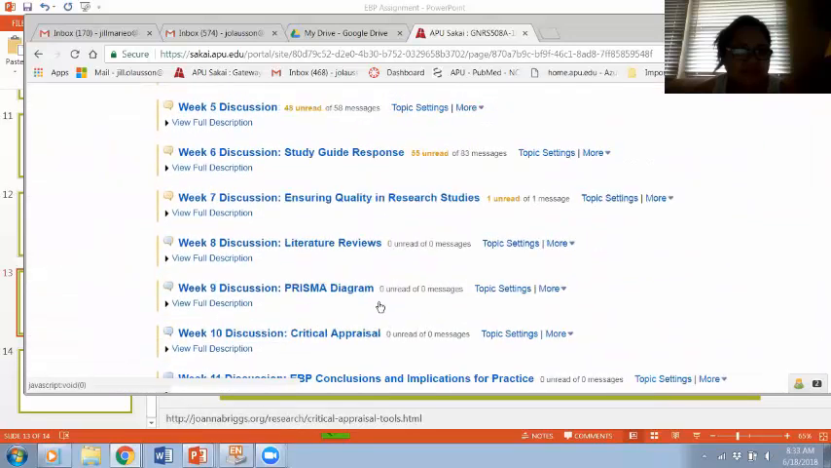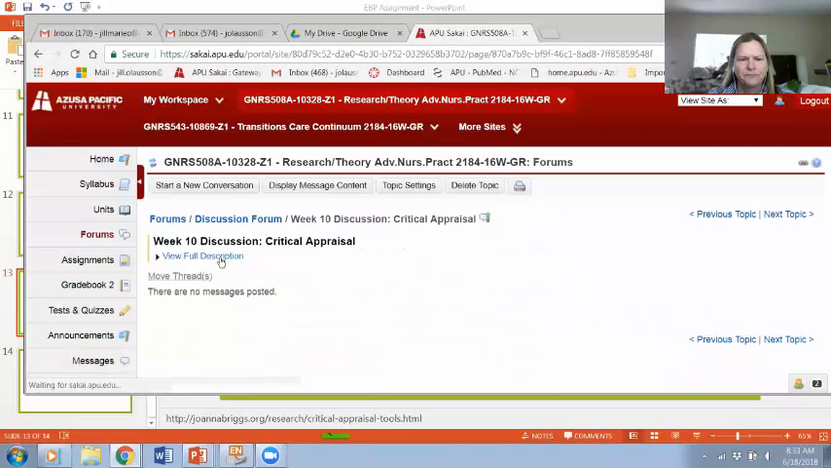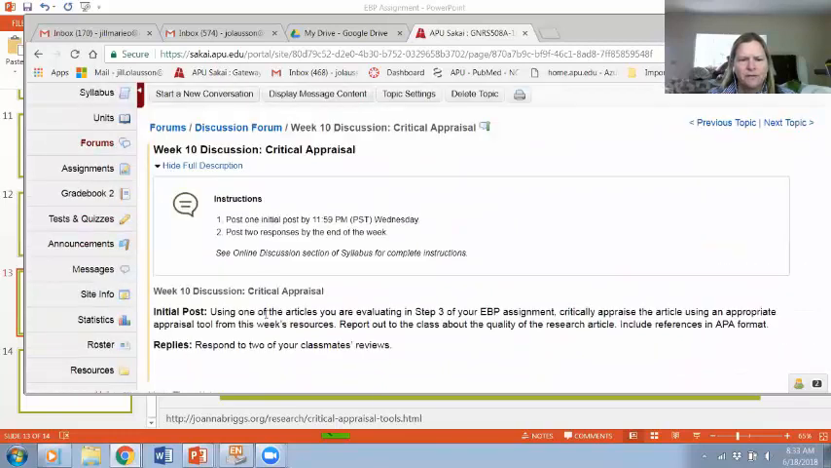And I think it might be week 10, critical appraisal here. Using one of the articles you are evaluating for step 3, critically appraise the article using an appropriate appraisal tool. Report out to the class about the quality of the research article, include references in APA format. So that's where you'll do that critical appraisal tool there. Good question.